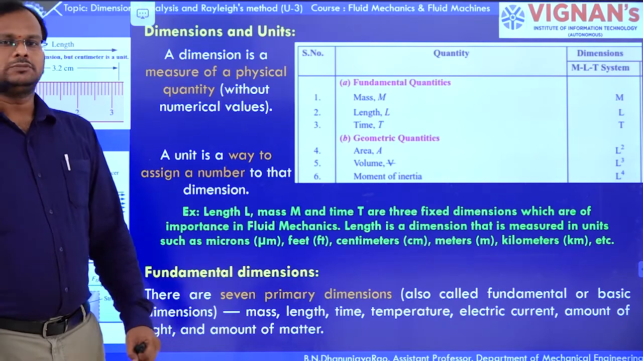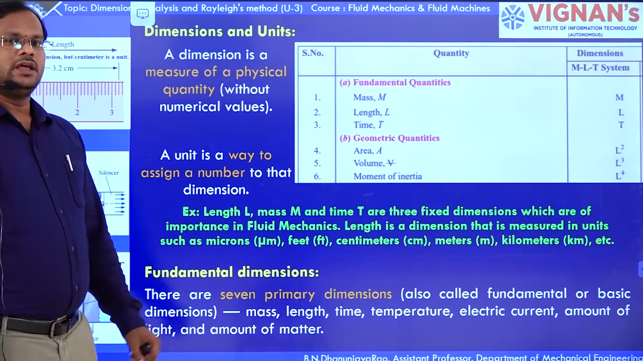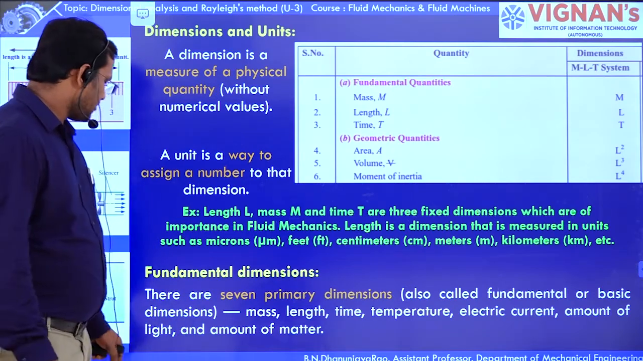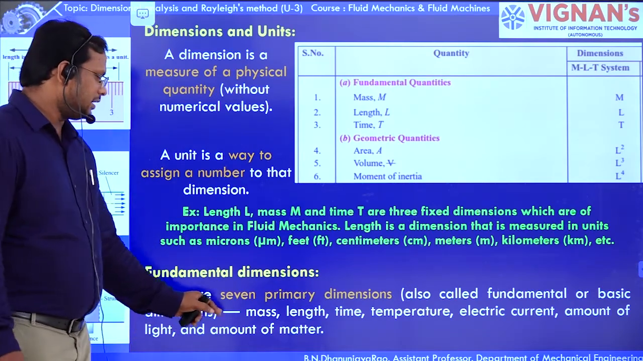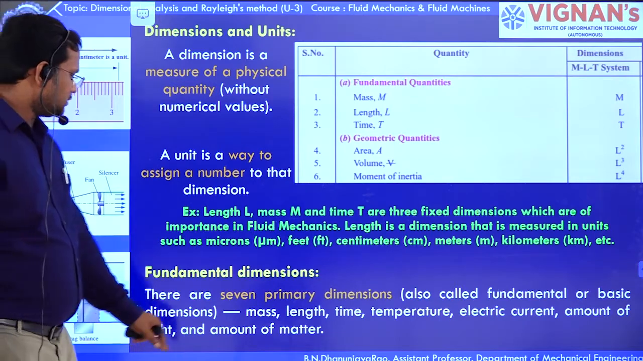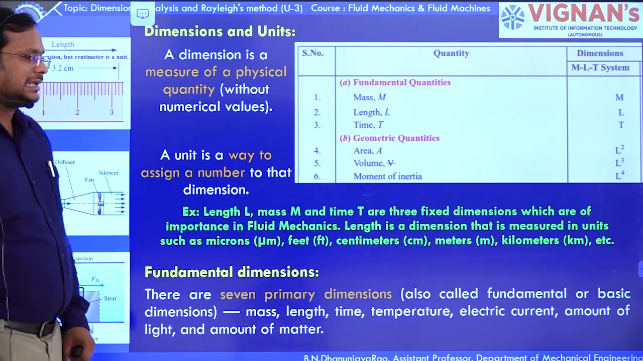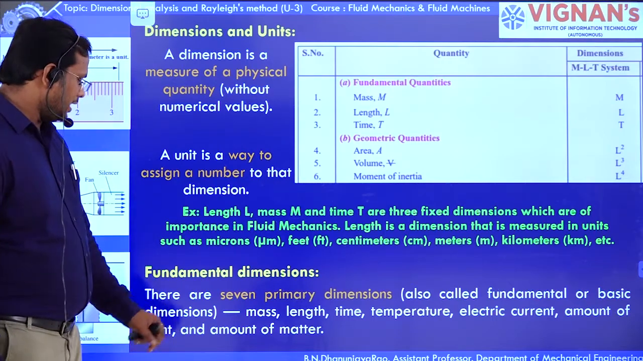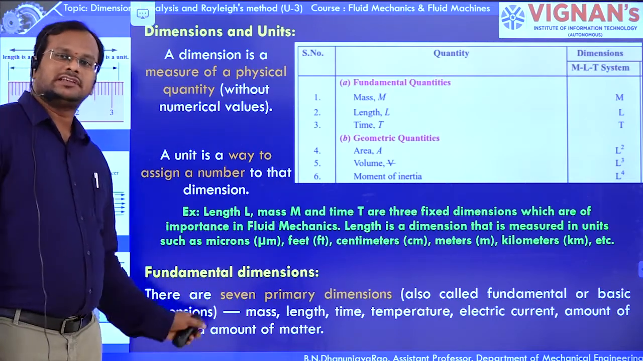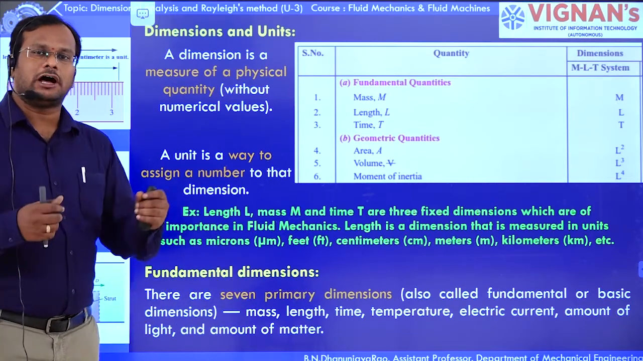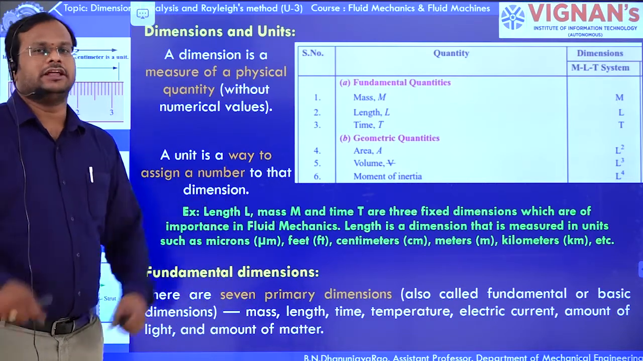When it comes to all engineering problems, there are 7 fundamental dimensions. What are those? There are 7 primary dimensions: mass, length, time, temperature, electric current, amount of light and amount of matter. These are the 7 primary fundamental dimensions which we observe in any engineering problem.